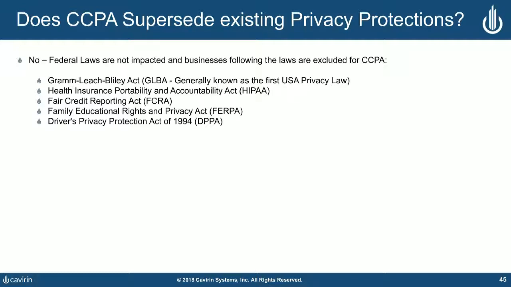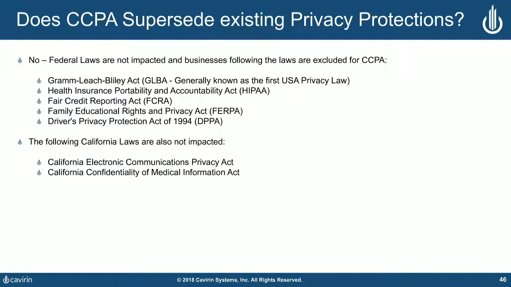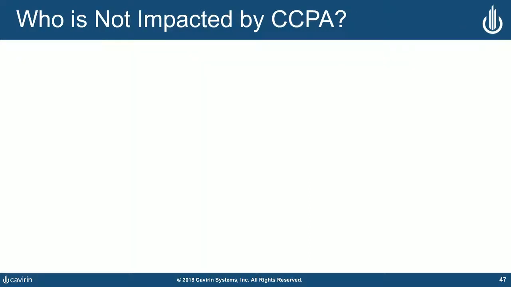Also within the education space, you have the Family Educational Rights and Privacy Act, and then you also have the Drivers Privacy Protection Act. So these are all federal laws that are specifically named within the legislation that said that if you're subject to these, then obviously the California Consumer Privacy Act does not apply. Beyond that, there are some California laws that are not impacted. So you have the California Electronic Communications Privacy Act, and you also have the California Confidentiality of Medical Information Act. So there's no impact to those regulations within the state of California with the introduction of this new law, and it was specifically called out.